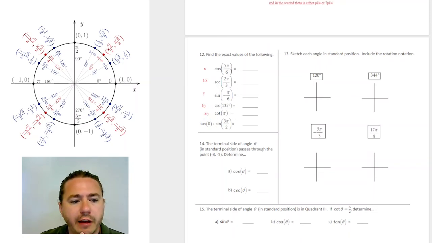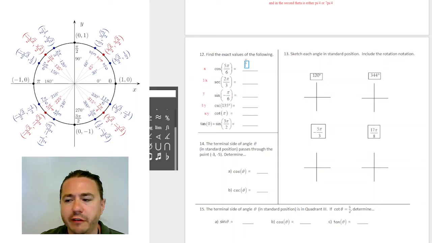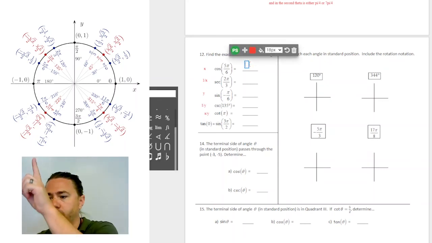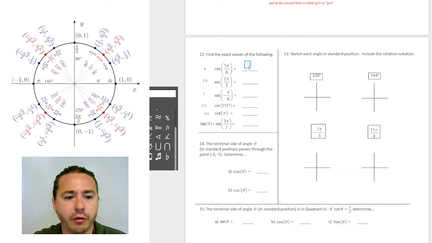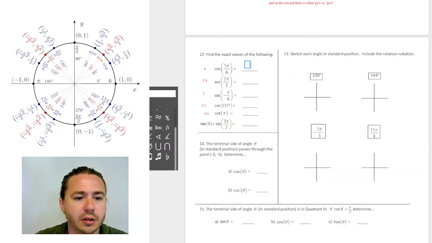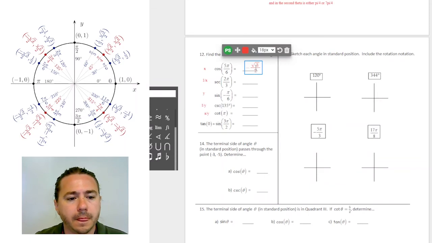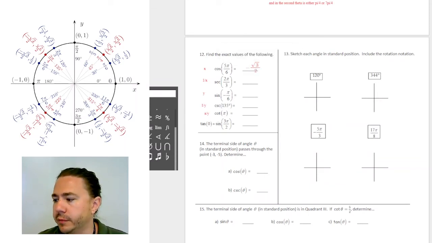So look at 5 pi over 6. You see 5 pi over 6 right over there, right above the pi. And if we're talking about the x value, it's going to be negative root 3 over 2. So as long as you know where to look, these questions should be pretty fast, honestly. So that's negative root 3 over 2.